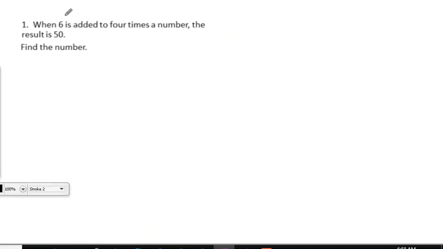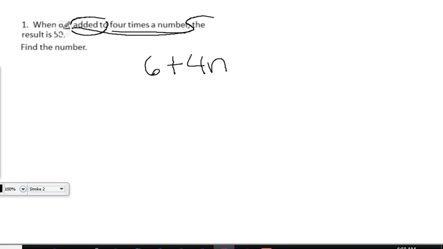Okay, so when 6 is added to, well, we know that that means add. Okay, so when 6 is added to, and then we've got 4 times a number, 4 times a number, and then this is the part where we put our equal sign. The result is 50. Okay, and then our last step in this is to find the number.